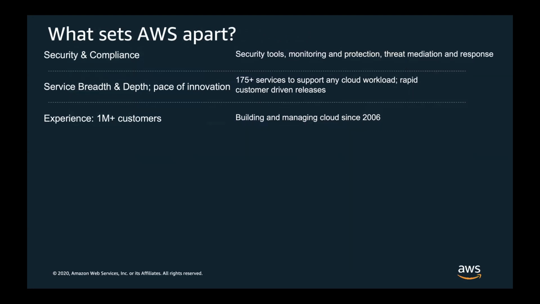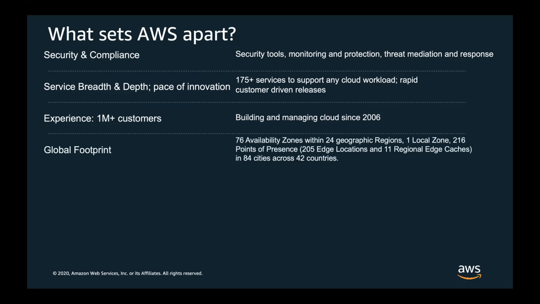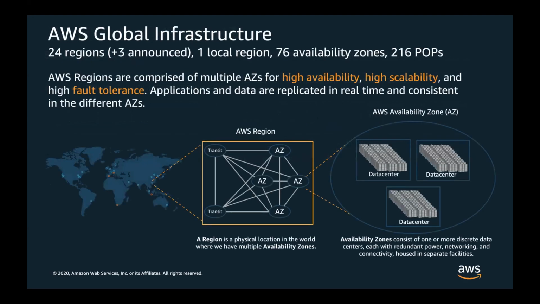We've been operating since 2006, and we have over 1 million customers actively using AWS services on a monthly basis. And we have a global footprint of 24 regions across the world. Each region has multiple availability zones. This is unique for AWS. Other cloud providers often have a region that may only have a single data center, but with AWS regions, we have at least 2 availability zones, and actually most of our regions have at least 3 availability zones.